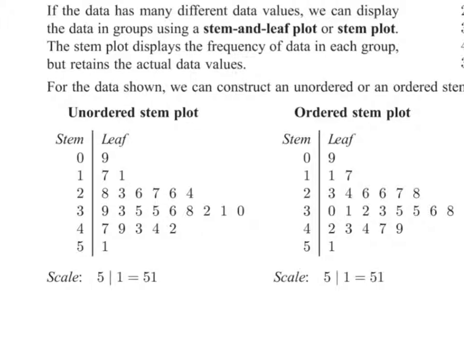And you always have to include a scale. That's really important. All of your graphs have to have some sort of scale or label so that we know how to read it. So your stem and leaf plot will tell you this: 5 | 1 means 51, okay? An ordered stem and leaf plot just puts those things in numerical order from least to greatest. Questions? Good. We're done.